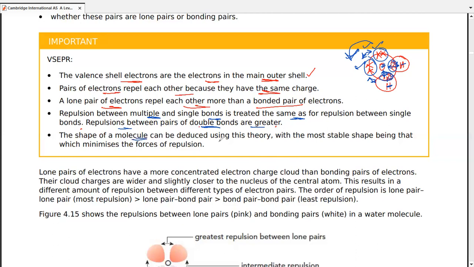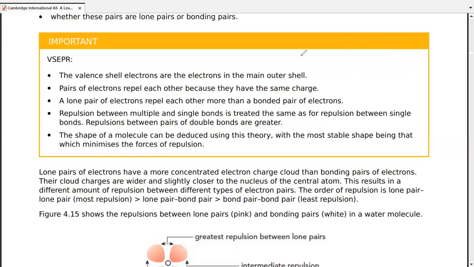The shape of the molecule can be deduced using this theory, with the most stable shape being the one which minimizes the forces of repulsion. We are going to consider the shape for a molecule, and the most stable shape would be the one which minimizes the forces of repulsion as much as it can. All right, how do I explain point number four? Let's come to an example.